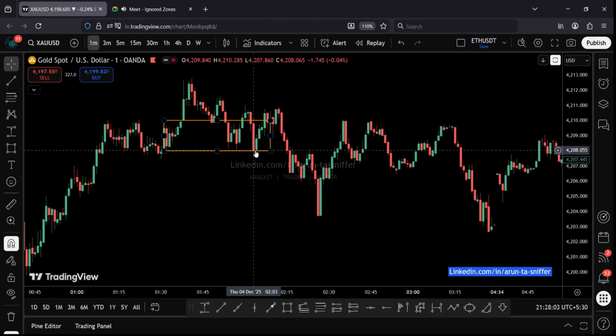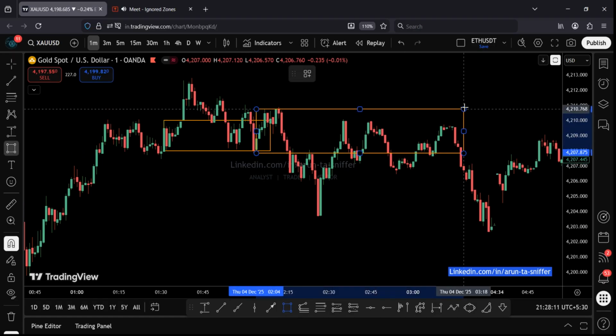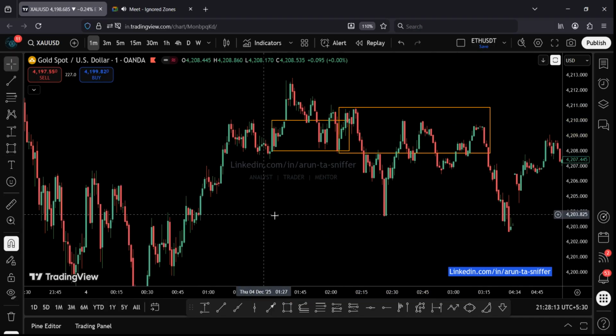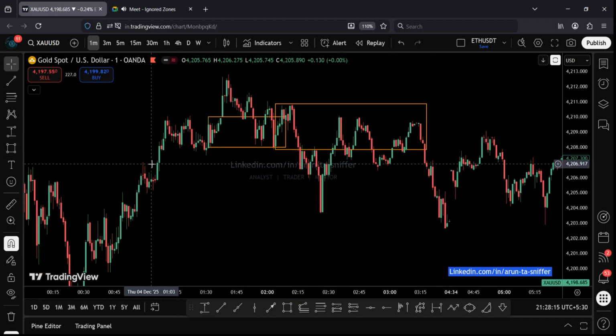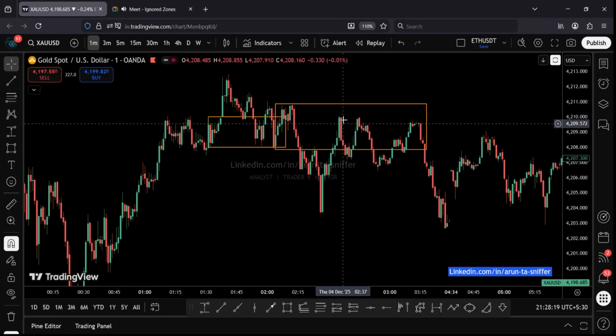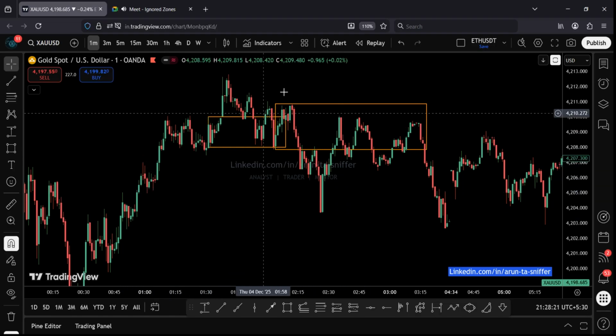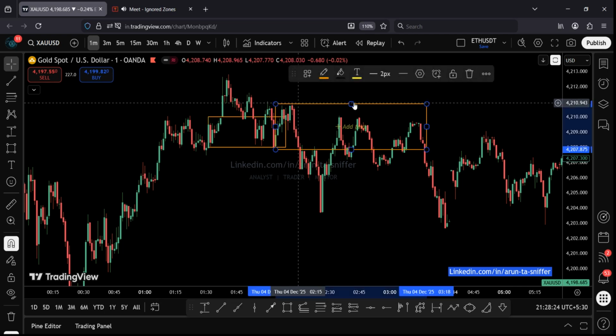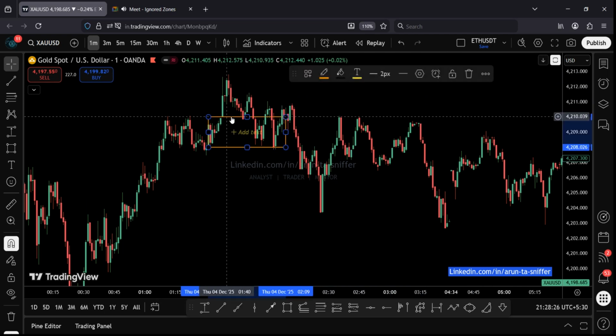Price comes and breaks this low and goes up. Makes a zone here. Okay. Comes down, breaks this low and goes up. So there is no ignored zone. Let's find another example.